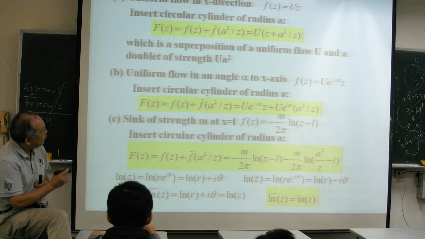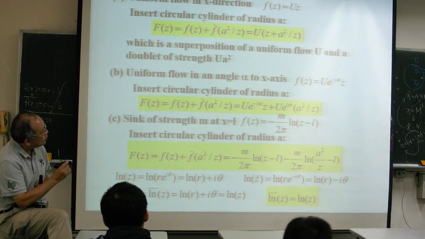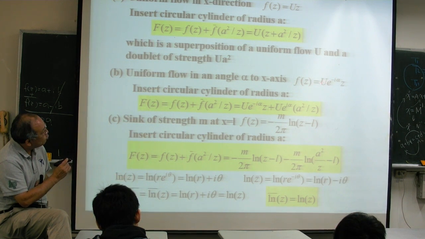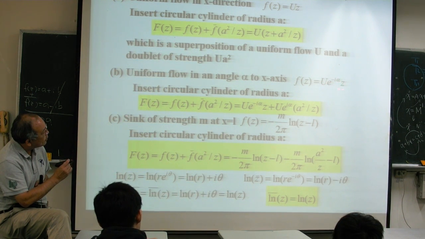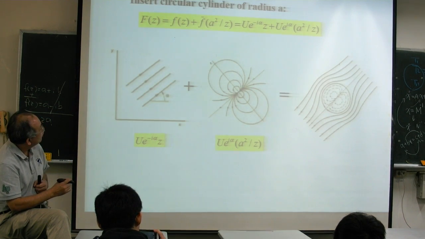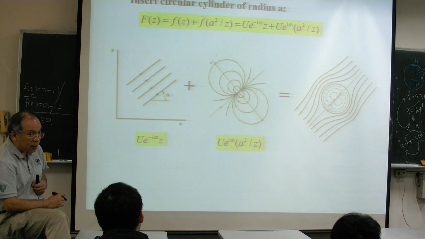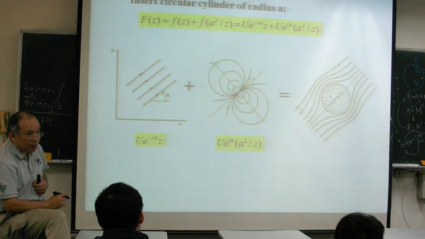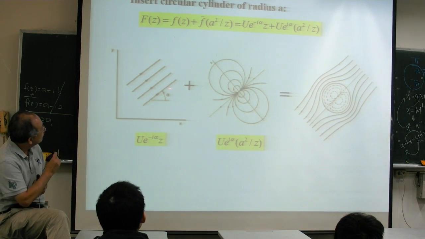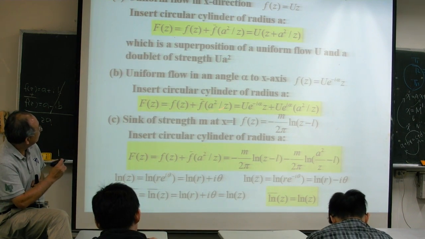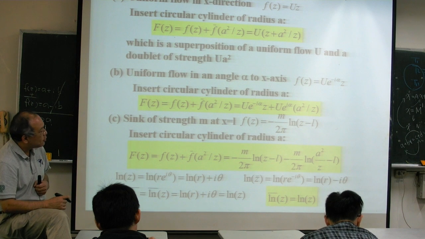Another case: if you have an angle of attack flow, this is a uniform flow with angle of attack. Okay, f(z) is U times e to the minus i alpha times z. That gives you a flow field like this. And I would like to introduce a circular cylinder inside this flow field. What should I do? I apply this circle theorem.